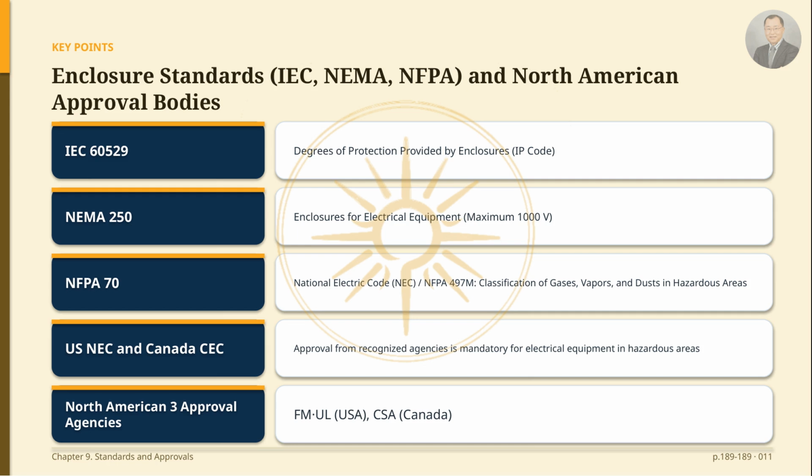Both the NEC in the U.S. and the CEC in Canada require that electrical equipment used in hazardous locations carry appropriate approval from a recognized approval agency. The three main approval agencies in North America are Factory Mutual, or FM, and Underwriters Laboratories, or UL, in the United States, and the CSA in Canada.